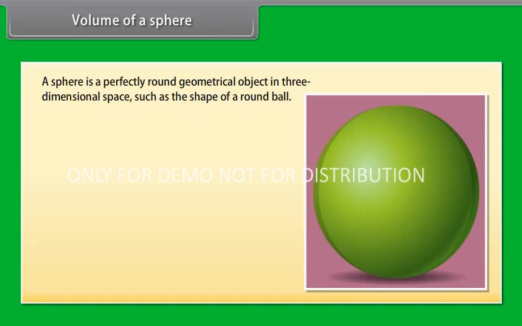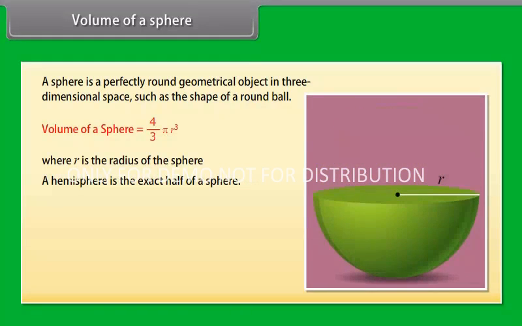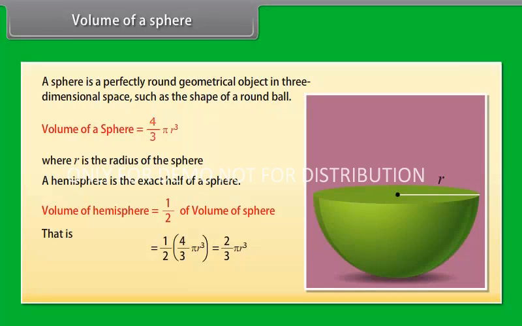Volume of a sphere. A sphere is a perfectly round geometrical object in three-dimensional space, such as the shape of a round ball. The volume of a sphere is given by 4 upon 3 pi r cube, where r is the radius of the sphere. A hemisphere is the exact half of a sphere, and its volume is the half of the volume of the sphere. That is, volume of hemisphere is 1 upon 2 into 4 upon 3 into pi r cube, which is equal to 2 upon 3 pi r cube, where r is the radius.